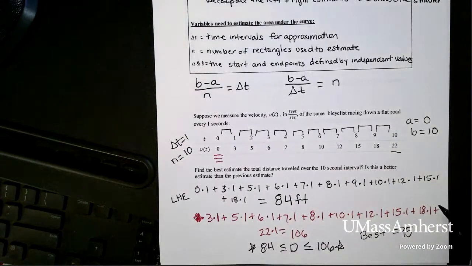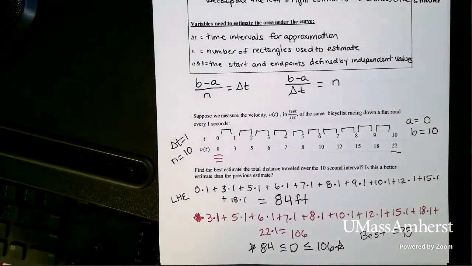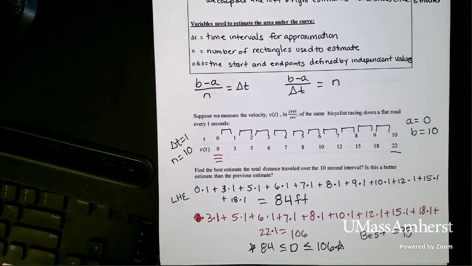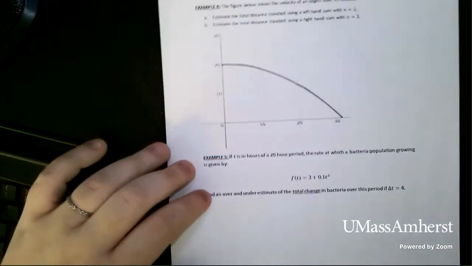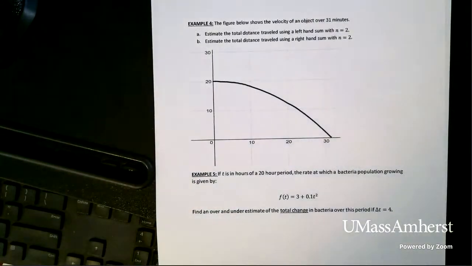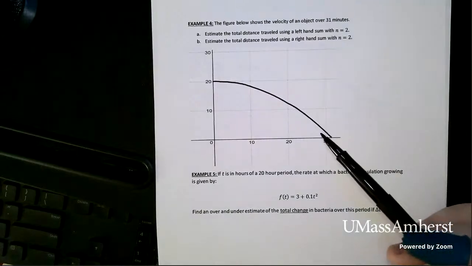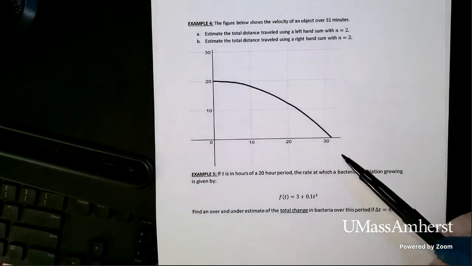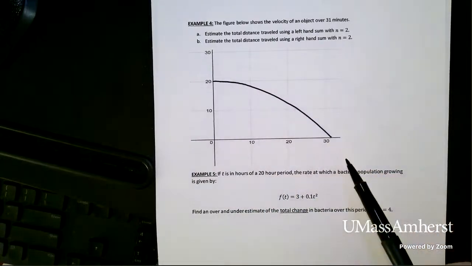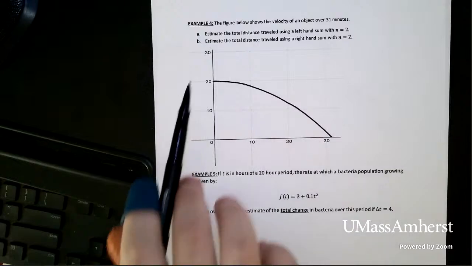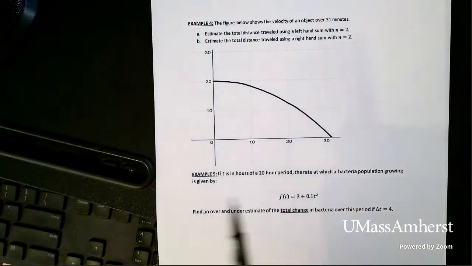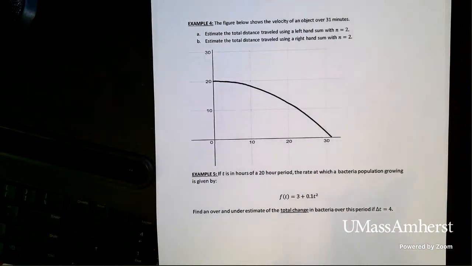So now that we have this process of how we can approximate from a table, let's see how we retrofit that if we were to have a graph, right? Another scenario that's completely plausible based on the work that you're doing. So here we have a figure that shows the velocity of an object over 31 minutes. So here we have a picture. We see that it's a curve. Unfortunately, if it was a triangle, we could get the exact area to answer our questions, but we can't do that because it's a curve.